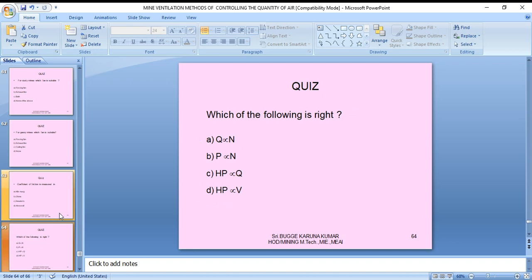Which one of the following is right? Q directly proportional to N, P directly proportional to N, HP directly proportional to Q, HP directly proportional to V. Generally, pressure should be three times, so C and D are not correct. P is not correct. So A is the correct answer. Quantity is directly proportional to the RPM.